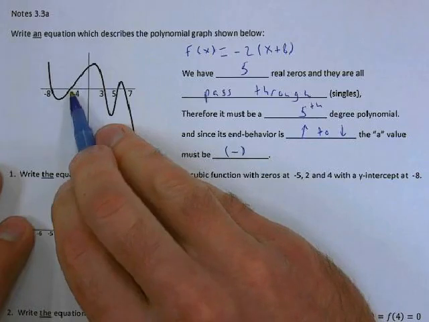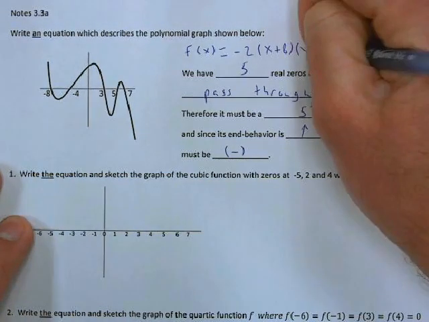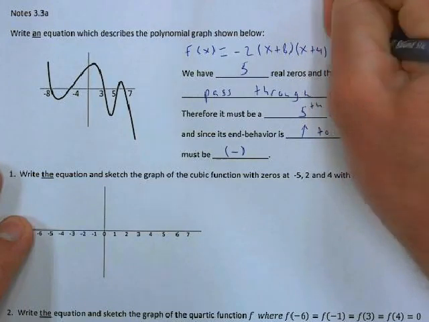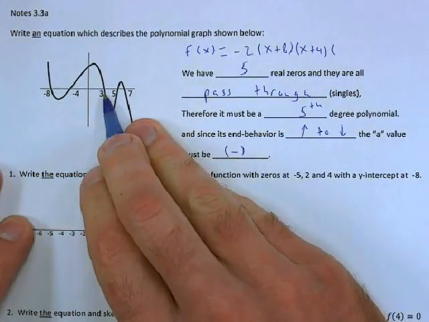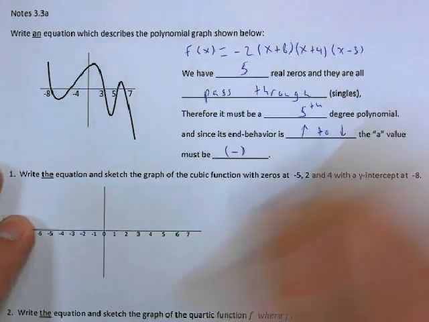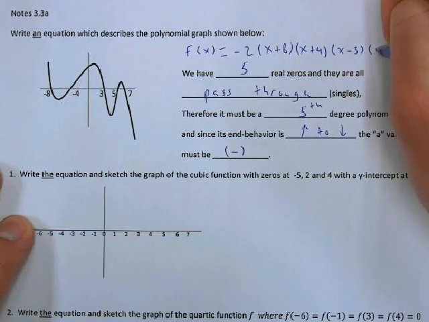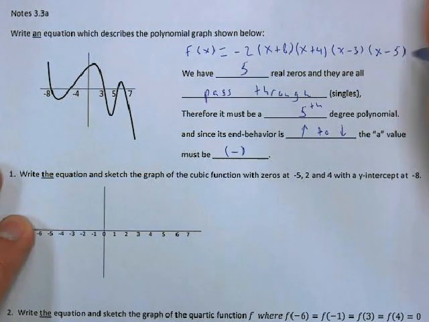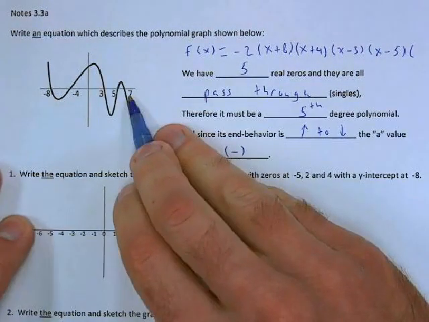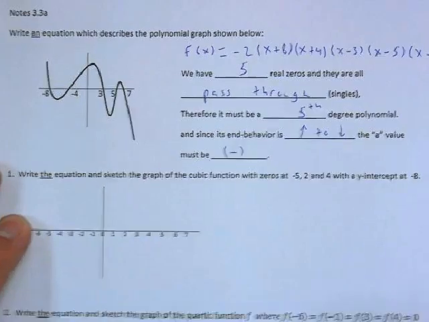Next, to get an x-intercept at -4, what factor do I have to have? Well, x plus 4. Then to get an x-intercept at +3, I have to have x minus 3 as a factor. To get an x-intercept at +5, I have to have x minus 5 as a factor. And finally, to get an x-intercept at x equals +7, I have to have x minus 7 as a factor. And then there is my function.